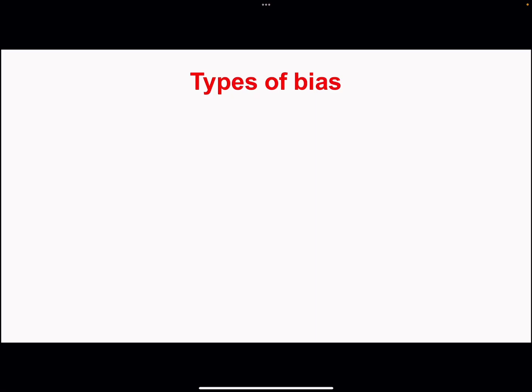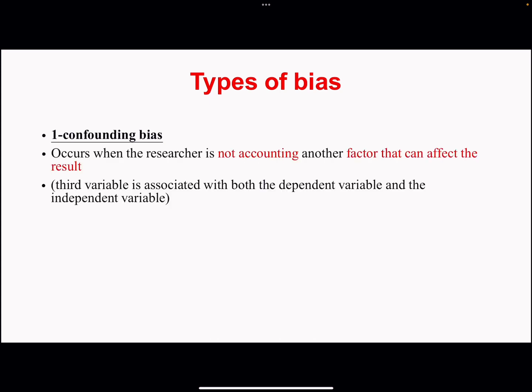We will start with types of bias. First, the confounding bias. This occurs when the researcher is not accounting for another factor that can affect the results. In this case, there is a third variable associated with both the dependent variable and the independent variable. For example, if we said that an outcome, which is lung cancer, is associated with smoking, the confounding factor in this case can be the age, because age can affect the chance of cancer occurring among participants. So in this case, age is a confounding bias.